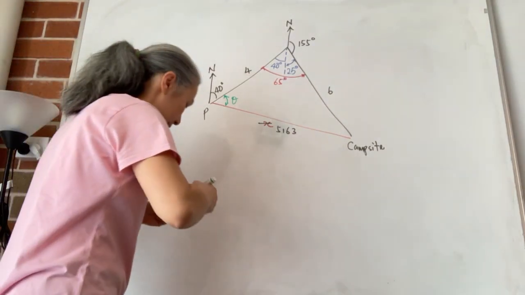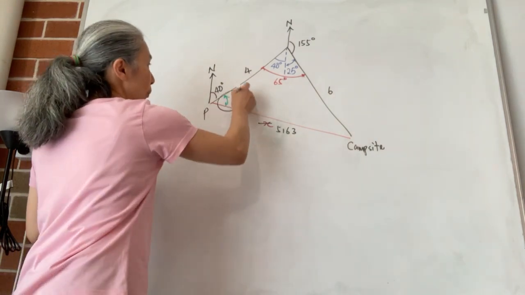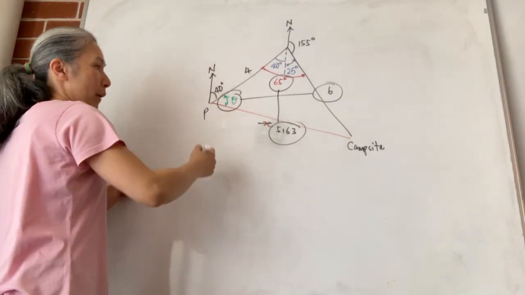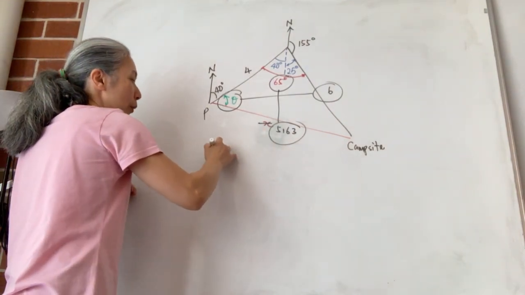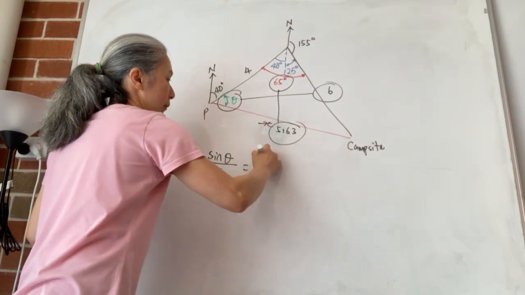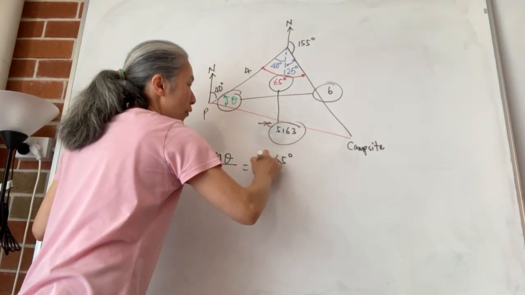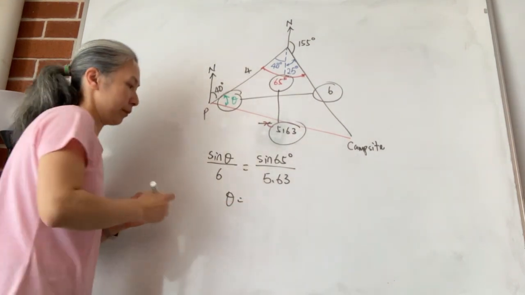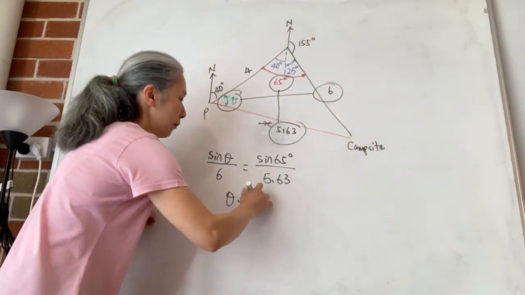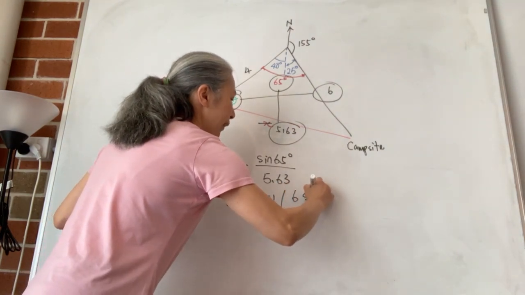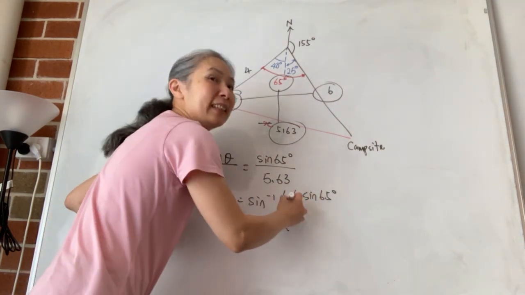Pairing it, this one with the 6 and 65. Because of the angle you are finding, we put sine in the front. Sine 65 over 5.63. It's a little nicer to give show, so you can at least move on if you don't know what to do.